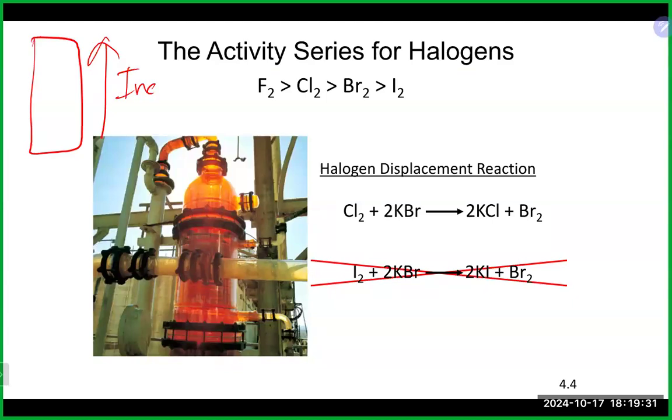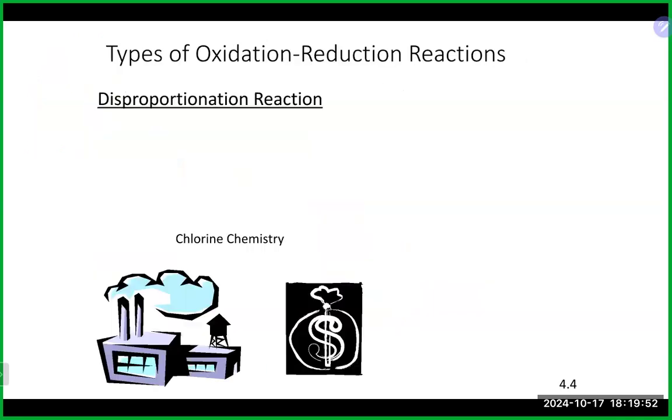So in this case, we want our chlorine to replace our bromine. So that is going to happen because chlorine is higher in group 7 than bromine. But if we try to do the iodine to replace the bromine, iodine is less reactive than the bromine, and it would not take place in this case. Any questions on that there?